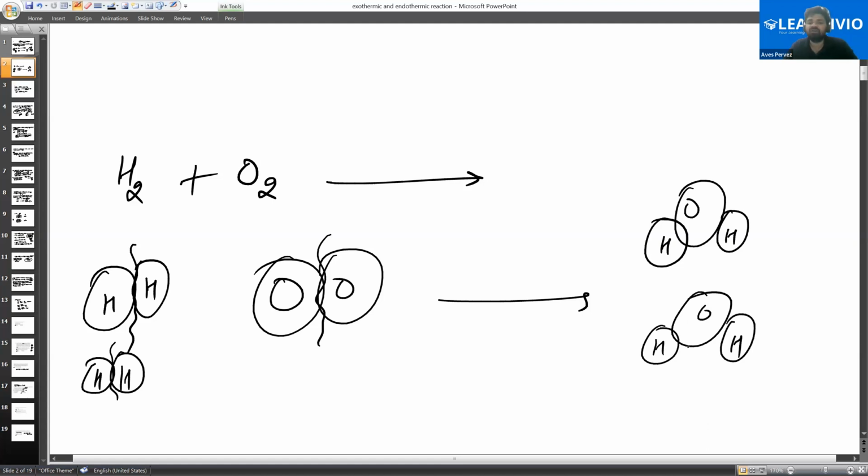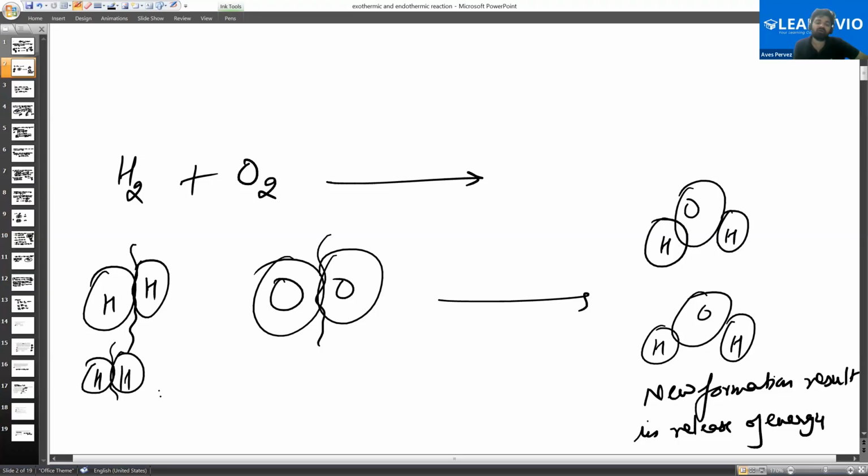New bonds are formed. So whenever new bonds are formed, energy is being released. New bond formation results in release of energy. And breaking of older bonds requires energy.